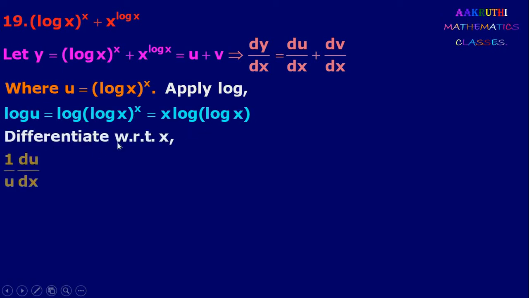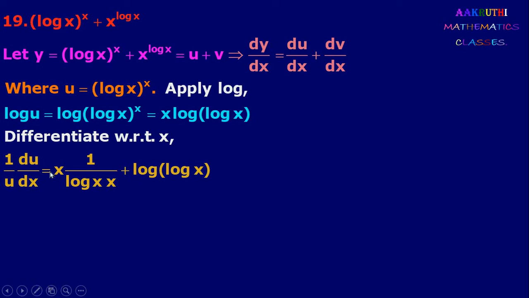We get log u differentiation is 1 by u into du by dx. And here again it is UV rule. x is first function, log of log x is second function. Writing first function x as it is, differentiate log of log x. So log of log x differentiation is 1 by log x. Again log x differentiation is 1 by x. You have to use chain rule. Plus second function is log of log x as it is, and x differentiation is 1.